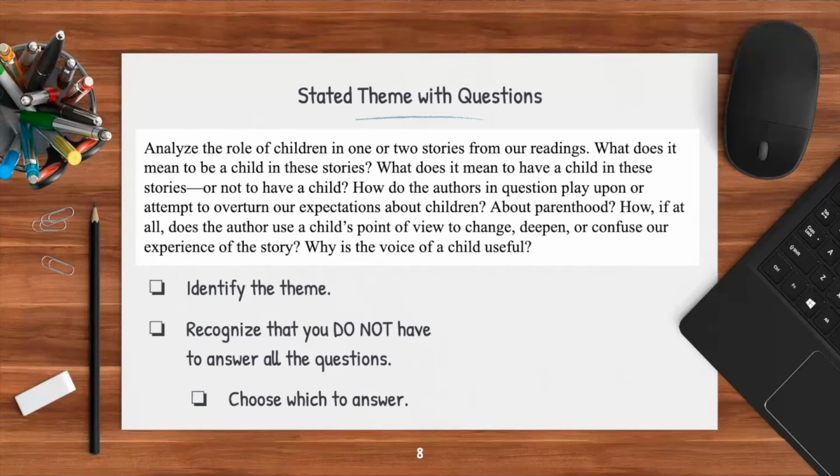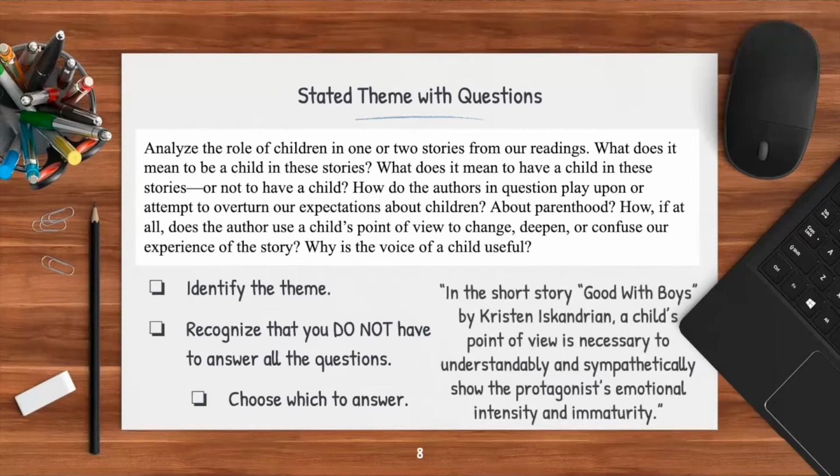For an example thesis, we have in the short story Good with Boys by Kristen Iskandrian, a child's point of view is necessary to understandably and sympathetically show the protagonist's emotional intensity and immaturity. This example uses questions from the prompt like, how does the author use a child's point of view, and why is the voice of a child useful?